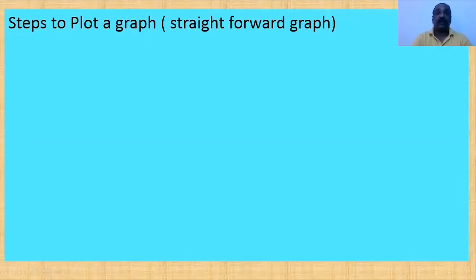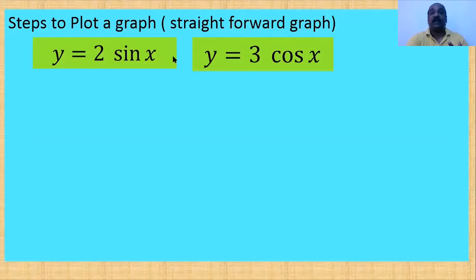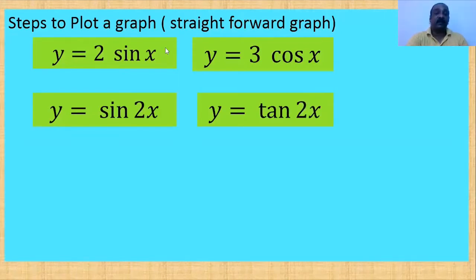Steps to plot a graph. You have all this in your notes. I divide this into 2 parts: one for straightforward graphs, and another one that is different. What do we mean by straightforward graph? Here we have 3-4 examples. A straightforward graph means we don't have a number C. You may have 2 sin x or 3 cos x or sin 2x or tangent 2x, whatever, but there's no plus something or minus something. So this is what we call a straightforward graph.